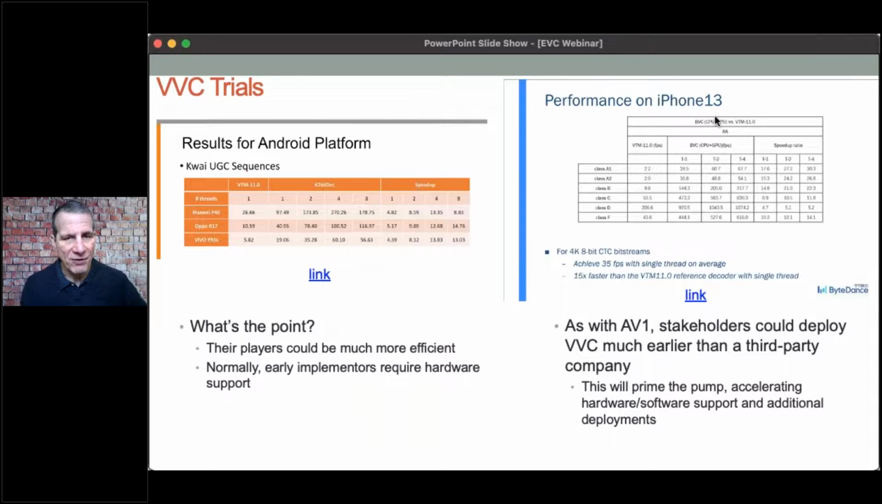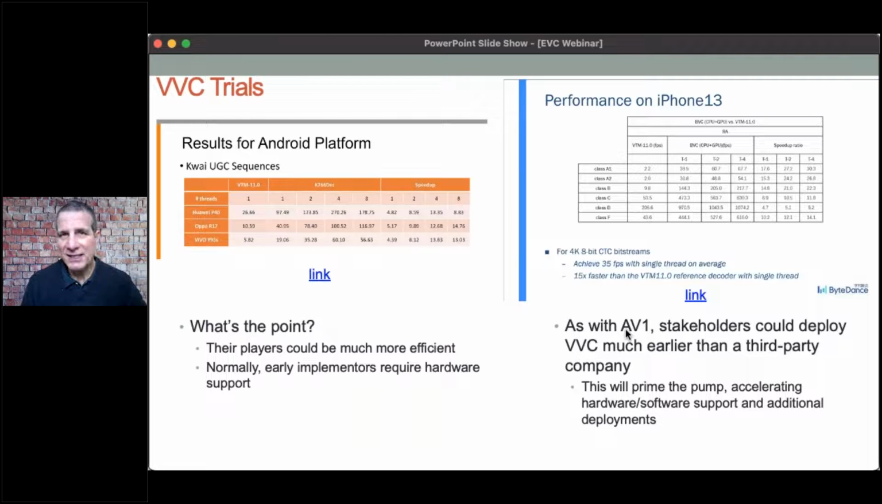And then performance on the iPhone 13 by ByteDance, this is the TikTok application, they also showed hundreds of frames per second. So again, I've never seen a codec succeed in software only on the mobile side. We see a little bit of that with AV1, but certainly HEVC, nobody sends HEVC to a mobile device unless it's got hardware support, even though the playback times were very efficient, as we saw on the last slide. So I think, as with AV1, stakeholders in VVC are going to push the envelope with software only decoding on the mobile side.